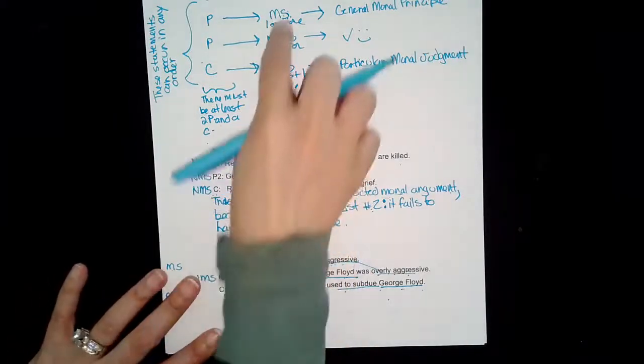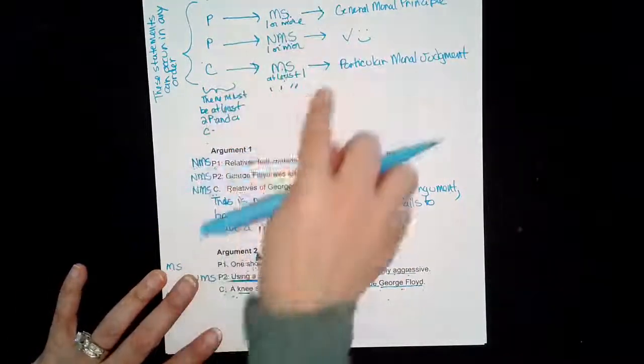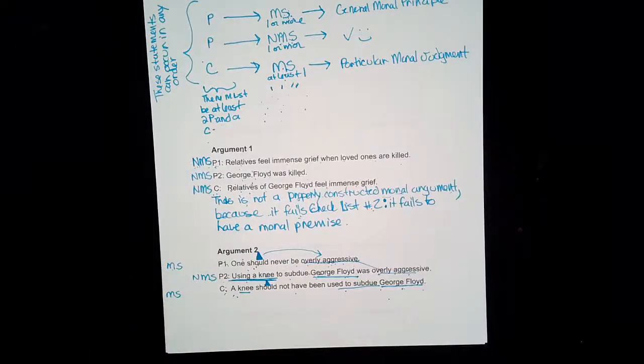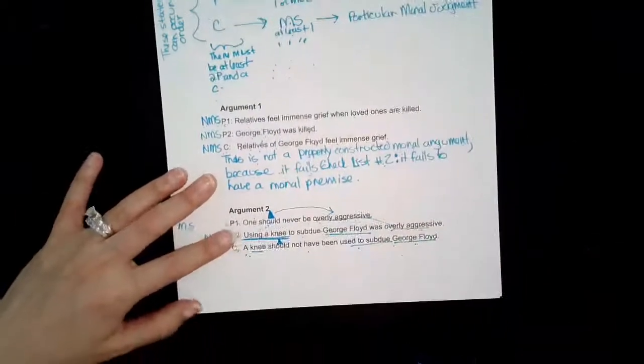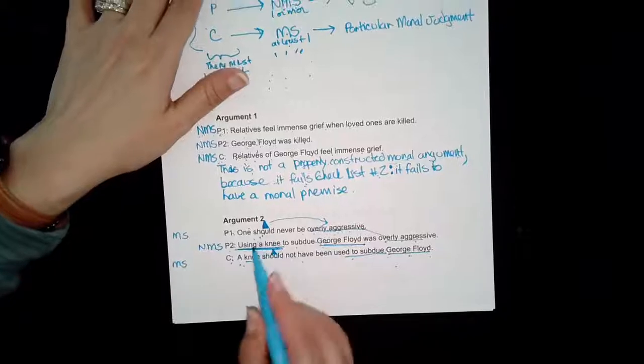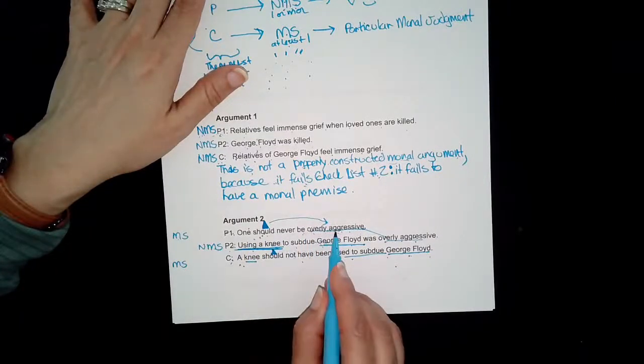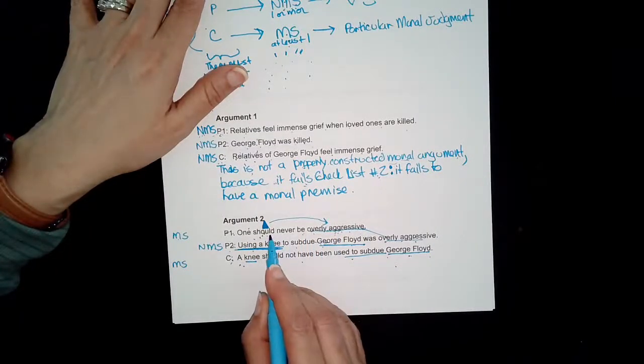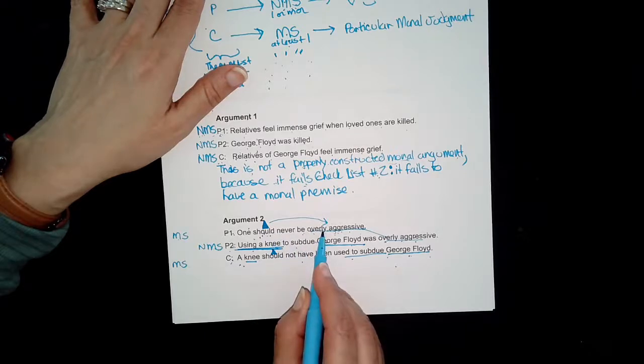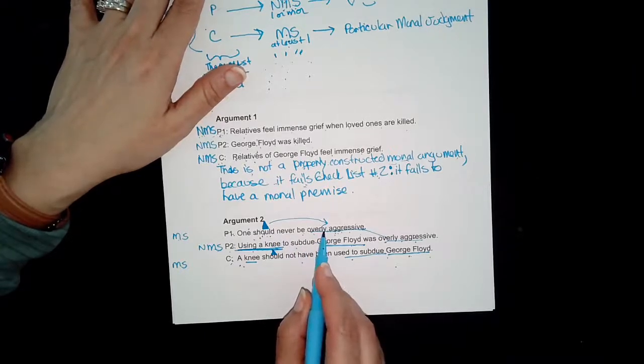And again, these don't have to occur in any particular order, right? They could happen in any order in an ordinary argument or passage. Okay, so let's look at this statement. One should never be overly aggressive. Does it say who? What group of people? Does it say what kinds of actions? Or what context or what scenario?